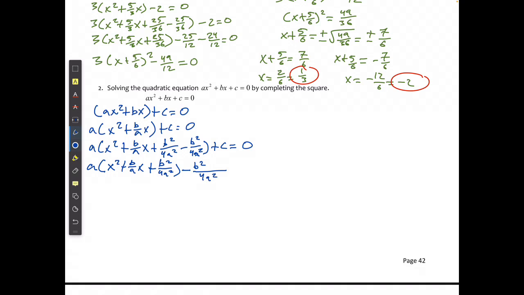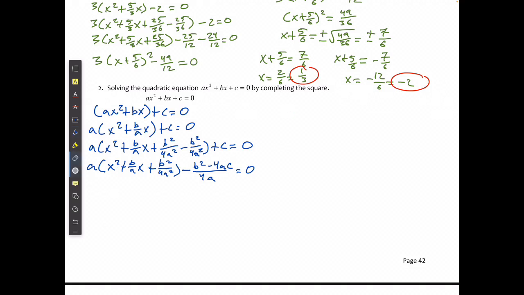And then for the c, to give it a common denominator, I'm going to say that's going to be minus 4, sorry, not squared, just 4a, minus 4ac, because I got rid of one of the a's when I multiplied this out. And that's equal to 0. And now I'm going to solve it like we did in the previous case.